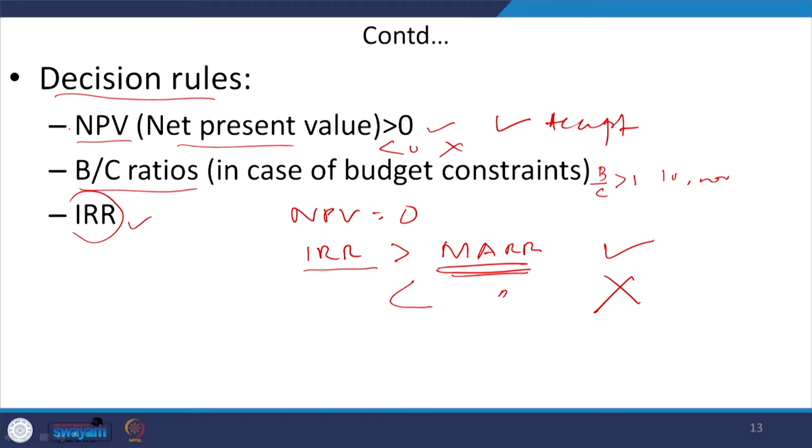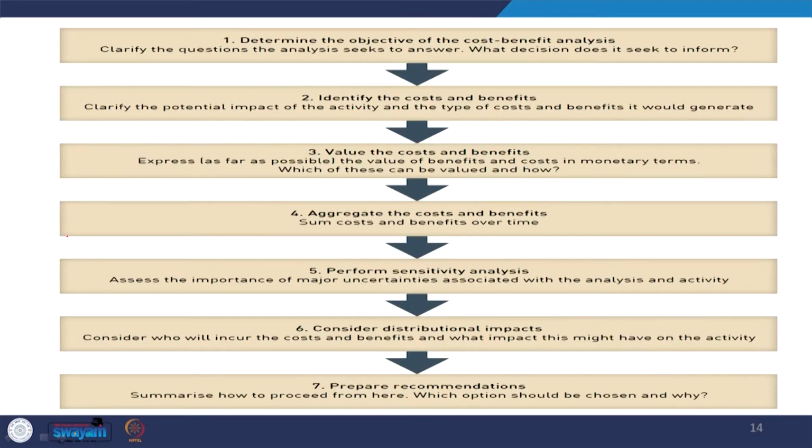So, based on these 3 criteria, the policy makers can decide whether to go with the project, proposal or policy or not. Based on this understanding, now let us have a look at the major steps, the key steps that we need to undertake for the implementation of benefit cost analysis. First of all, we need to determine the objectives of cost benefit analysis, what we need to achieve, whether it is pollution control, that is air pollution, or controlling the traffic or what else. Here we need to determine the objective of the cost benefit analysis.